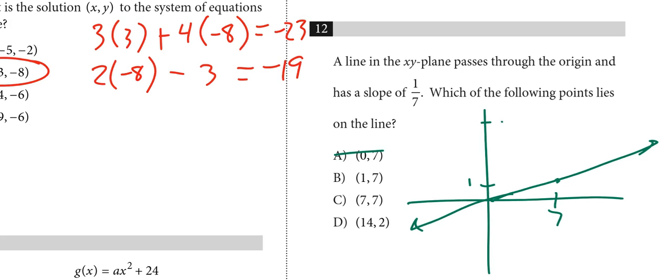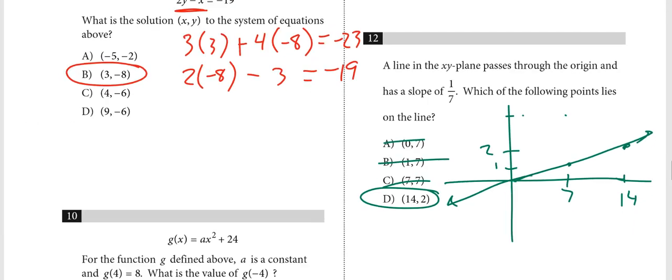1, 7. Nice try. Because in our minds we keep thinking 7, 1, right? We should think 7, 1. Now I know a lot of people are probably going to graph it wrong, right? They're going to pick 1, 7. 7, 7, way off the graph. They haven't given us a really good bad answer here. But 14, 2 would be the next one, because you go up another one, and then over another 7. You get to that one right there. So, if you can count using your slope, you can get the right answer on that question.